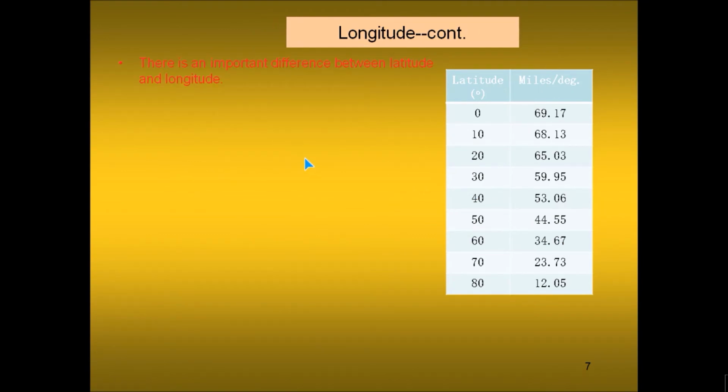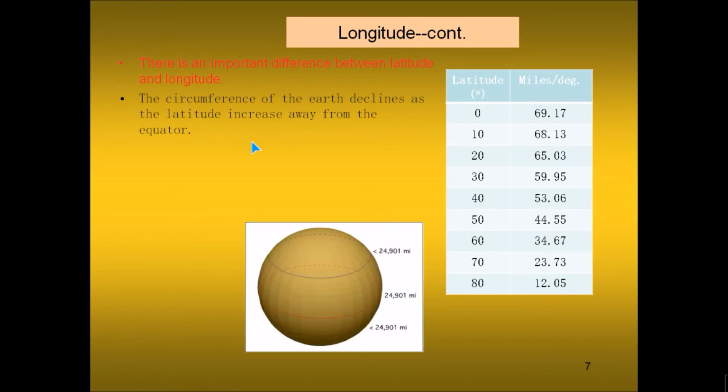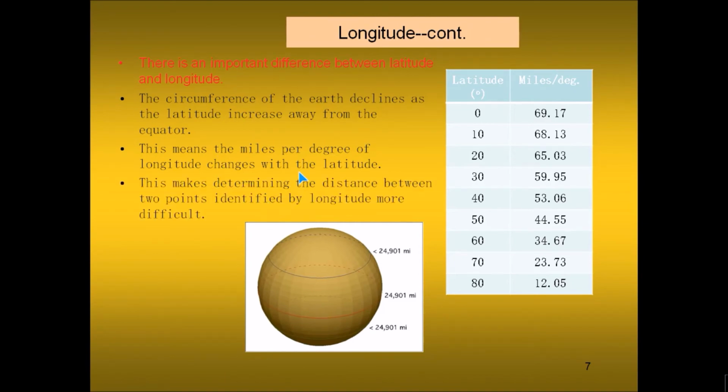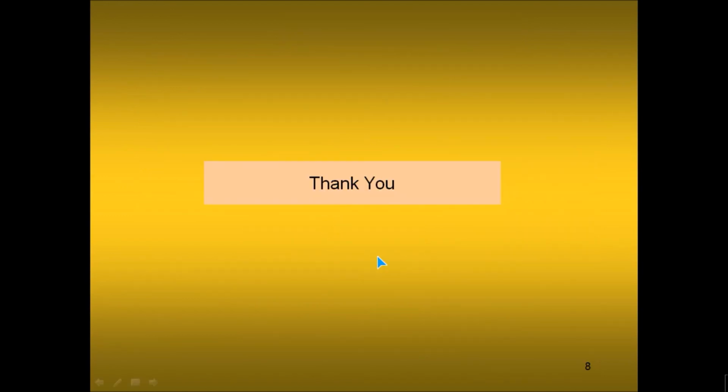There are certain differences between latitude and longitude. The circumference of the Earth declines as the latitude increases from the equator. This is not the case with longitude. This is how it decreases. This means the miles per degree, or the distance per degree of longitude, changes with the latitude. This makes determining the distance between two points identified with longitude more difficult. So computing distance based on longitude is somewhat difficult. Hope you got the idea of latitude and longitude. Thank you so much.